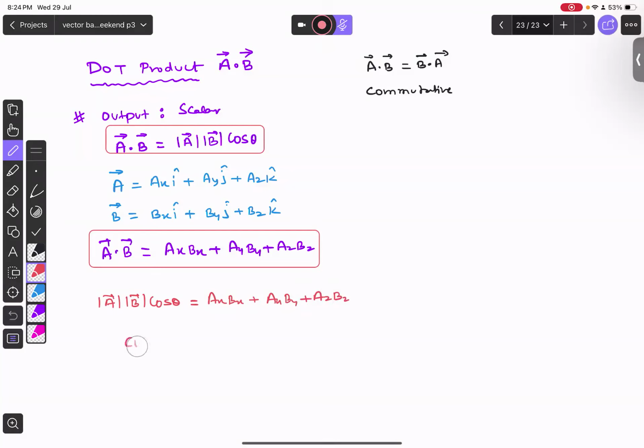So I can use this to find the cos of the angle between them also. So cos theta will be Ax Bx plus Ay By plus Az Bz divided by length of A and length of B. That too we can find out since I know them in terms of their components. That will be the square root of Ax square plus Ay square plus Az square, times the square root of Bx square plus By square plus Bz square.